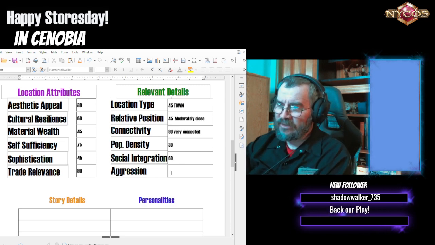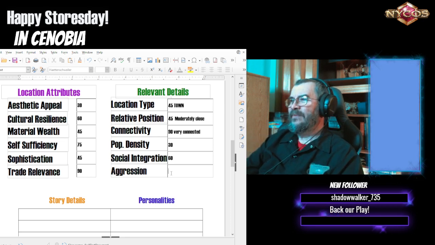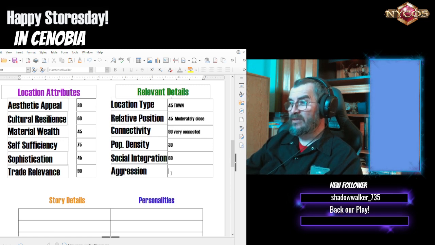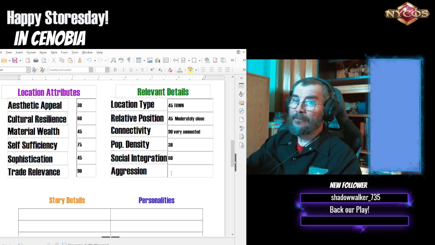Finally, aggression. The community of Quinter has a relatively low aggression because they are so self-sufficient and also sophisticated that they're not going to be raising themselves to aggression. But internally, there is still a considerable amount of communication difficulties within these communities because of the faith communities and other reasons.